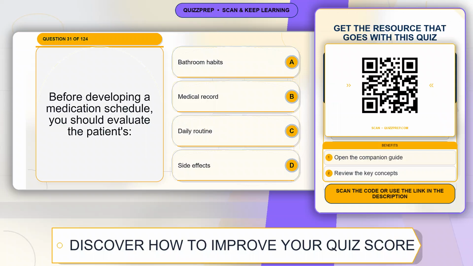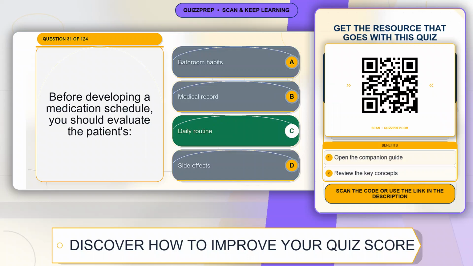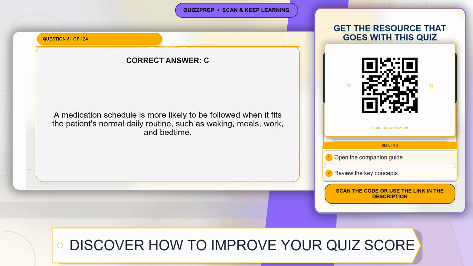Question 31. Before developing a medication schedule, you should evaluate the patient's Option A, bathroom habits. Option B, medical record. Option C, daily routine. Option D, side effects. The correct answer is option C, daily routine. Explanation. A medication schedule is more likely to be followed when it fits the patient's normal daily routine, such as waking, meals, work, and bedtime.